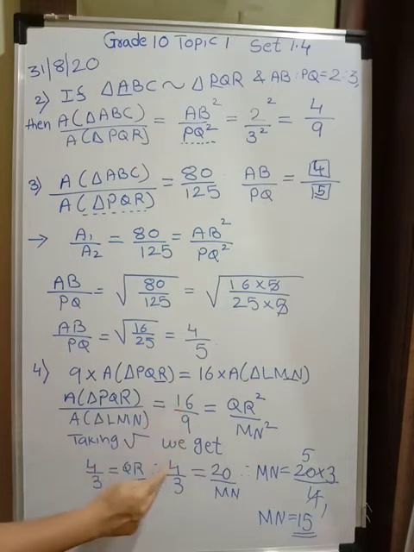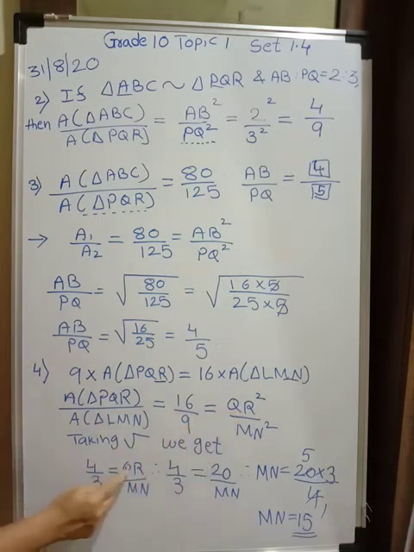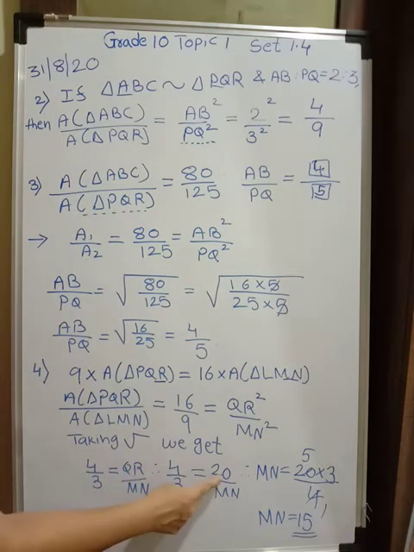Square root of this is 4, square root of 9 is 3. Square root of QR square is only QR and square root of MN square is only MN. So at the end I get 4 by 3 is equal to QR upon MN. Now they have already given QR as 20. So I am substituting QR as 20 over here. So 4 by 3 is equal to 20 upon MN.